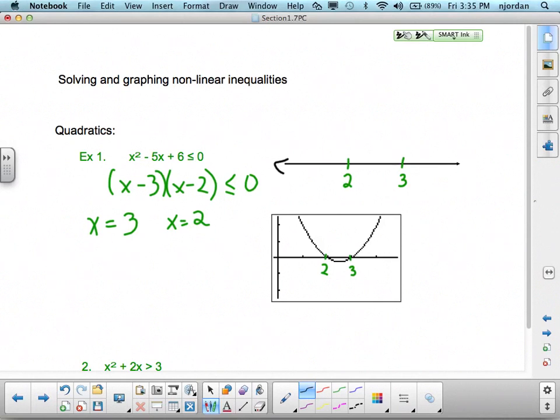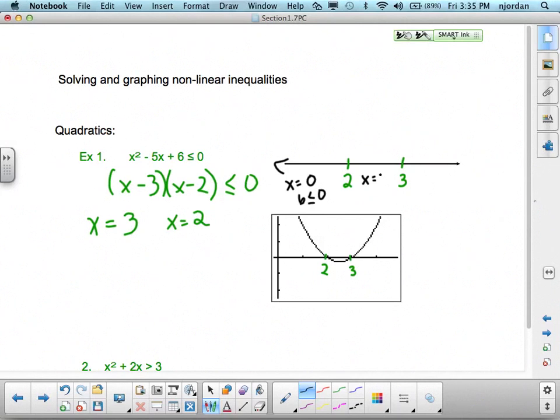What we want to do, we have 3 regions here: to the left of 2, in between 2 and 3, and to the right of 3. So we're going to test values in each of those regions. If we test values to the left of 2, let's say let x equal 0, okay? We end up getting 6 is less than or equal to 0. Well, that's not true. We don't fill in that area there.